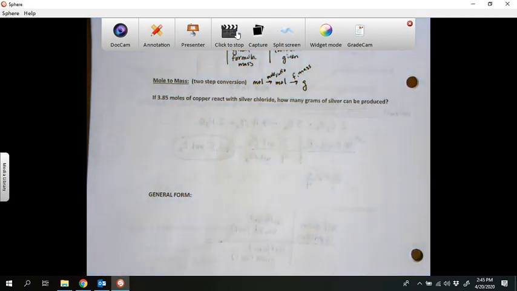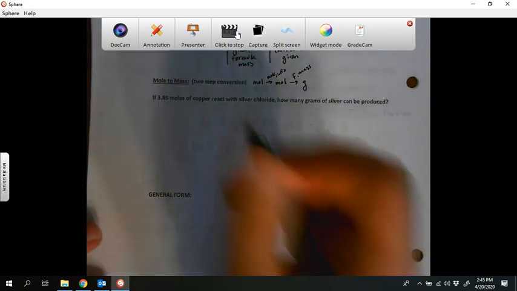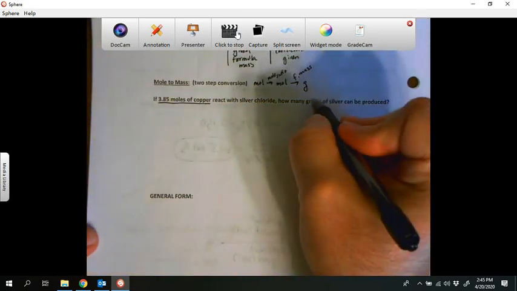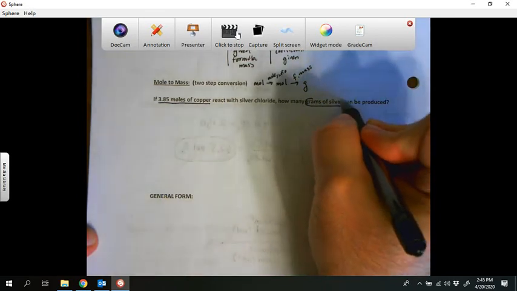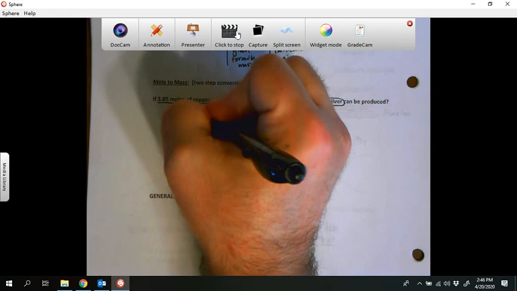So we're given a problem. If 3.85 moles of copper react with silver chloride, how many grams of silver can be produced? So we are given 3.85 moles of copper, and we want to know grams of silver. So here is our given and our wanted. So our equation is this.